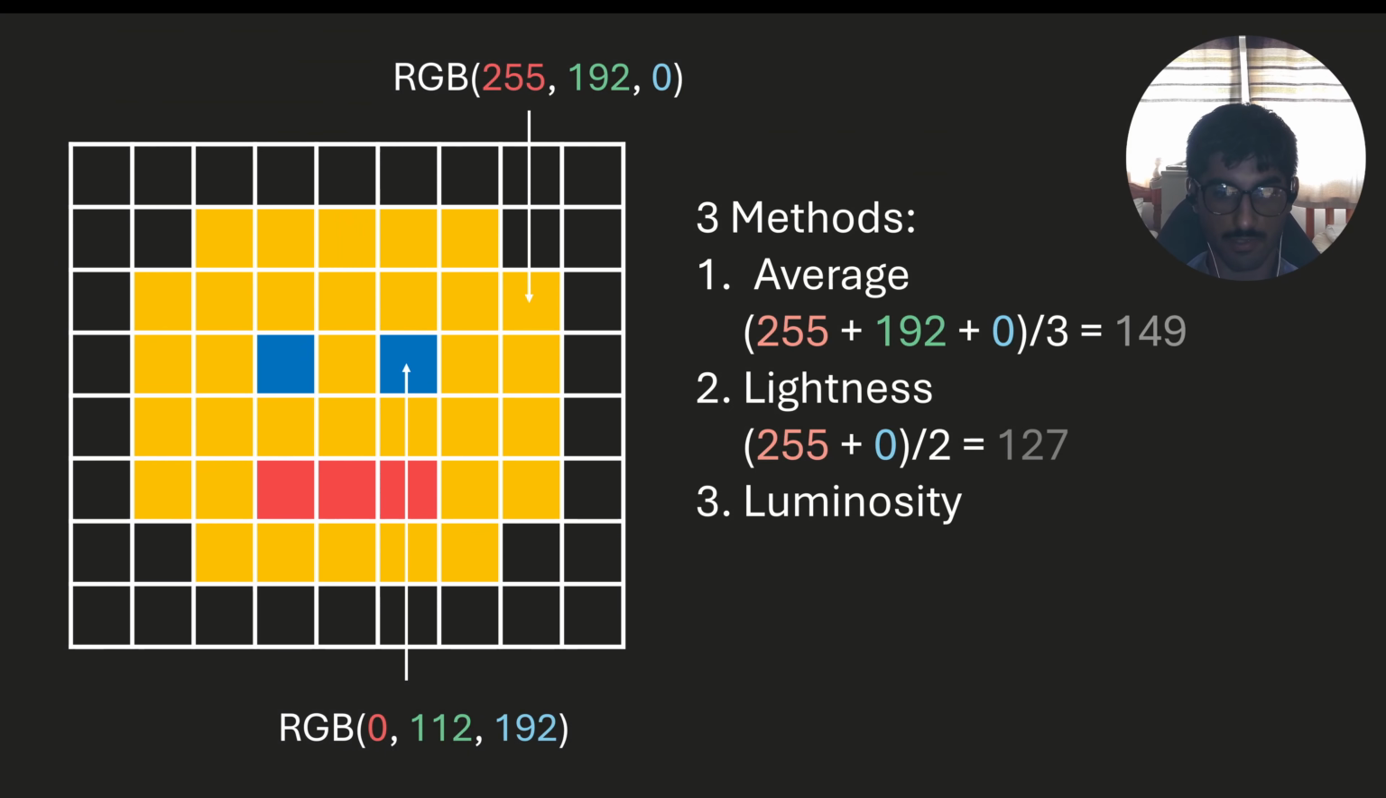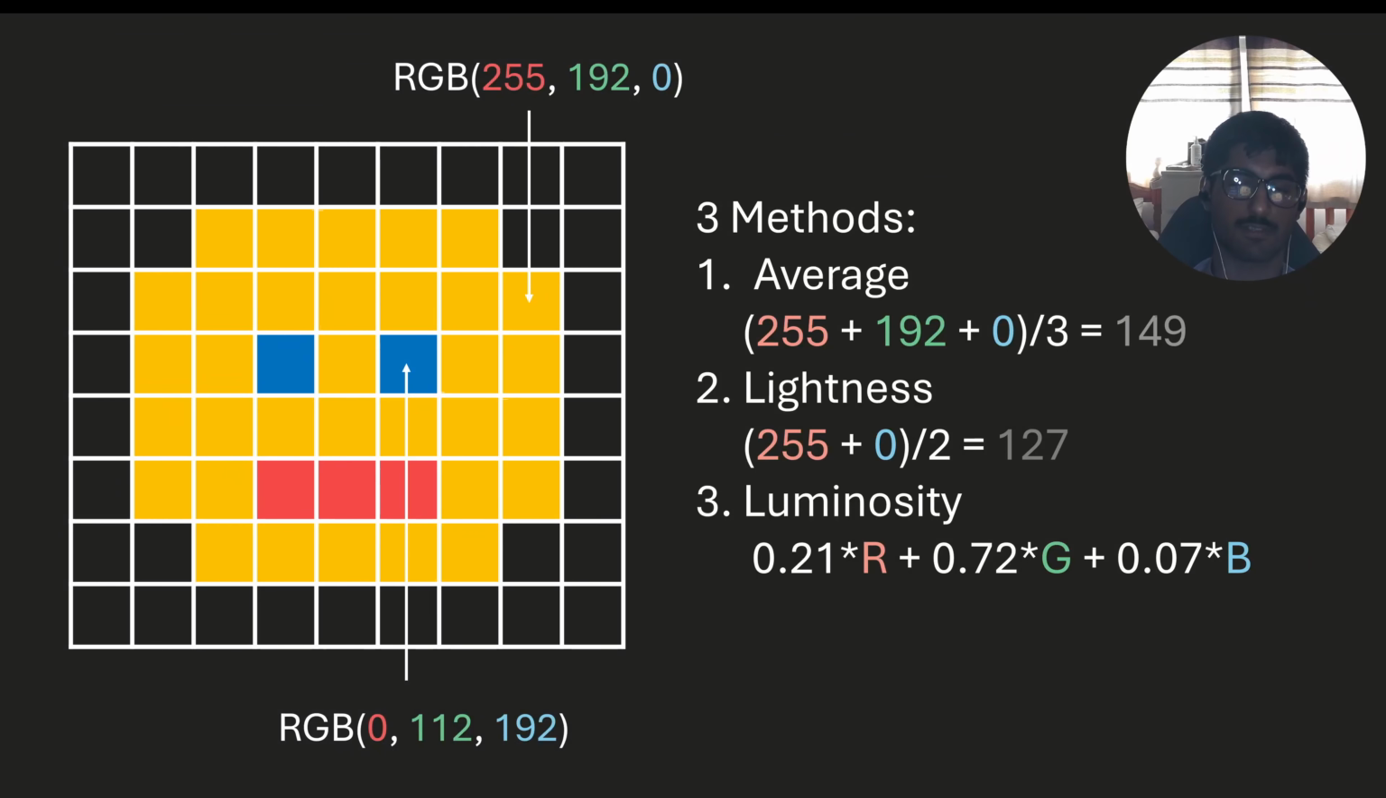Now the final method is luminosity, and it's got this weird formula right here, which is 0.21 times red, 0.72 times green, and then 0.07 times blue. Then we add them all up.